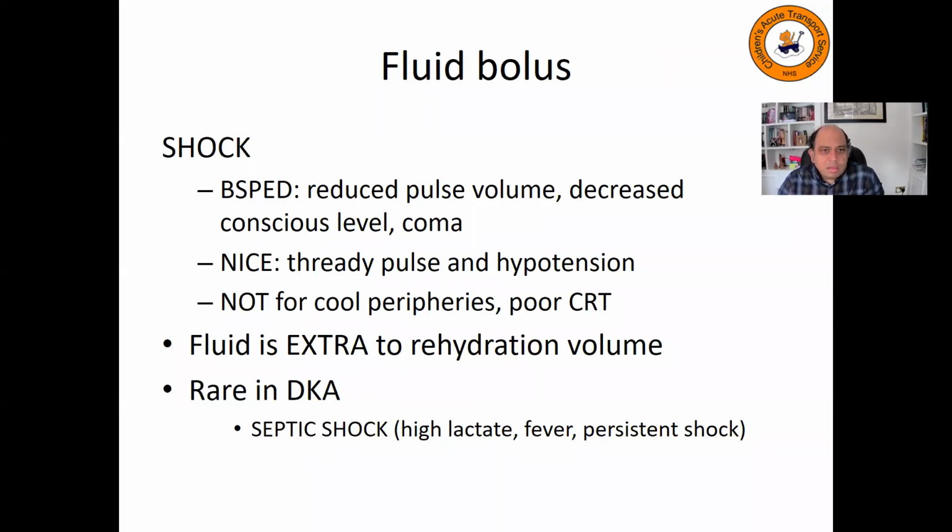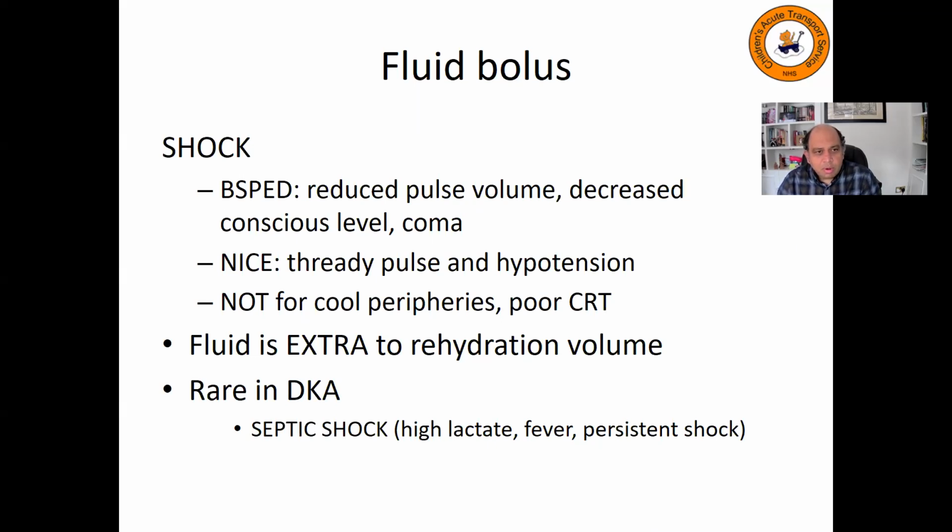So I think the first area to cover is the fluid bolus. There are a few points to highlight here, and I'm sure that we can have some discussion later. One is the definition of shock. In this context, the definition of shock by BSPED mentions reduced pulse volume, decreased conscious level, coma. So not specifically in any order, nor does it say whether you need to have all 3 features or one of those features. Slightly less clear about the extent to which you need to have any of these.